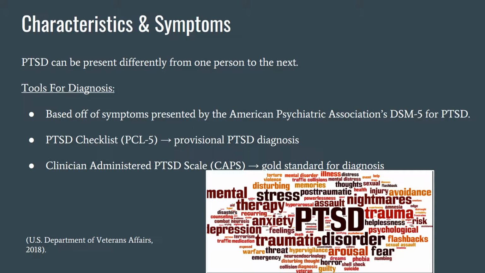Now looking at characteristics and symptoms. A PTSD diagnosis is based off of symptoms presented by the American Psychiatric Association's DSM-5 for PTSD. The PTSD checklist, also known as PCL-5, is a self-test based off of 20 questions, which can give a provisional PTSD diagnosis. However, the clinician-administered PTSD scale, or CAPS, is considered the gold standard for diagnosis. Both the PCL-5 and CAPS are based off of the symptom criteria outlined by the DSM-5 for PTSD.